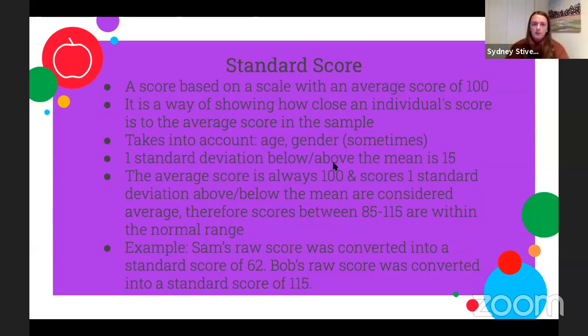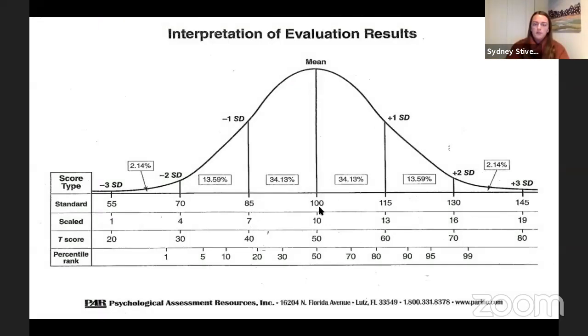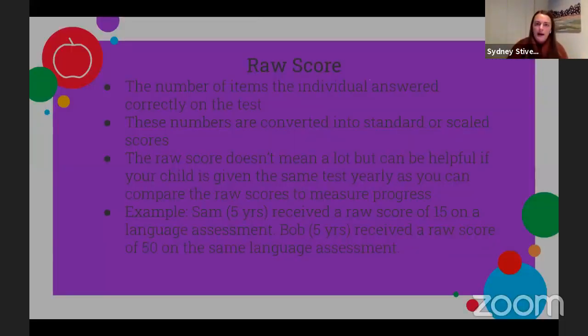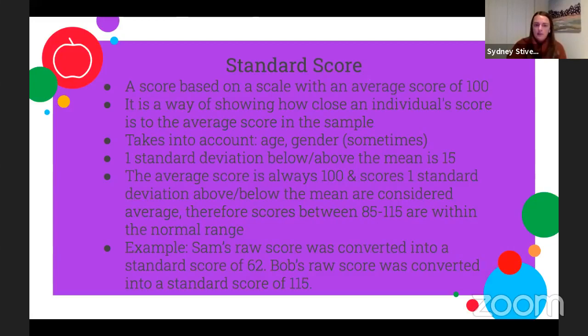So if we go back to Sam and Bob, Sam's raw score was converted into a scaled score of 2, and Bob's raw score was converted into a scaled score of 13. So as we can see, Bob falls in that average range at 13, but Sam's score of 2 falls pretty significantly below the average range. I won't go back to the bell curve on this one, but if we think back to that, we can kind of picture where it would be on that curve.